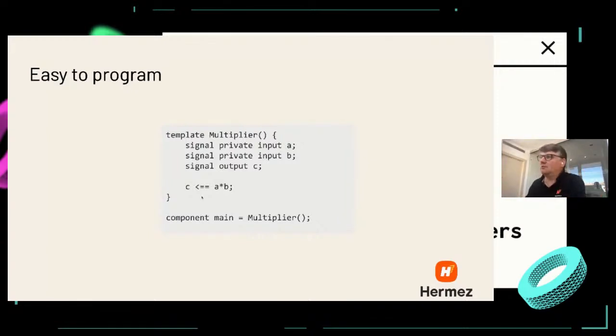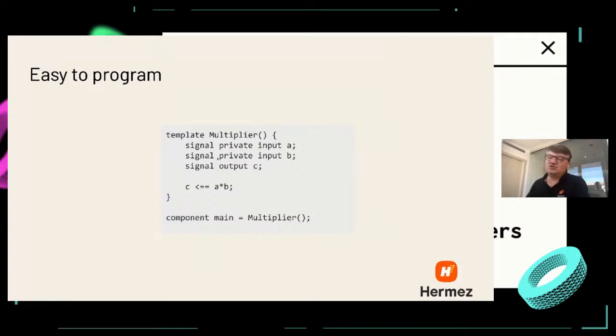Here we define a multiplier, and we define two inputs that are private, of course, because I don't want to reveal them. I have an output, and then I just assign that the output is A times B. Then I just instantiate this template. So this would be an example of a program.